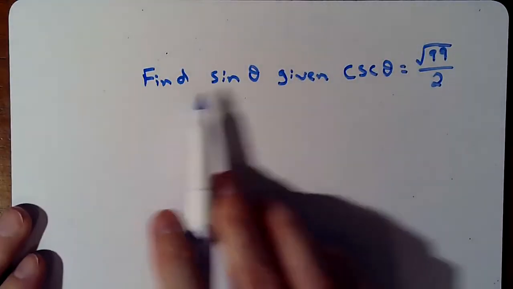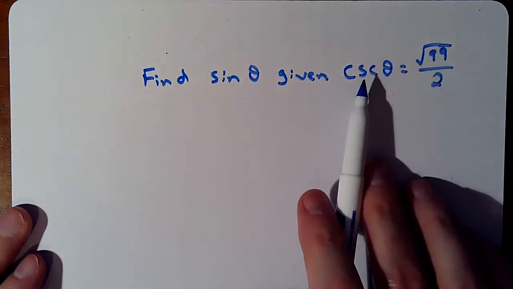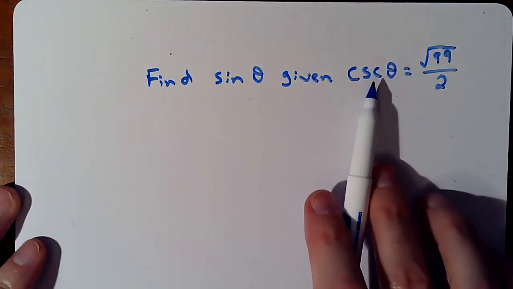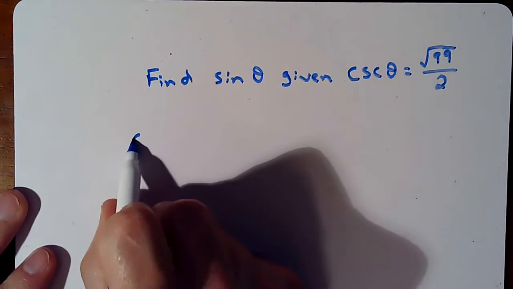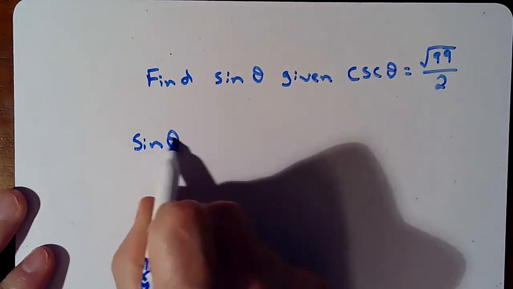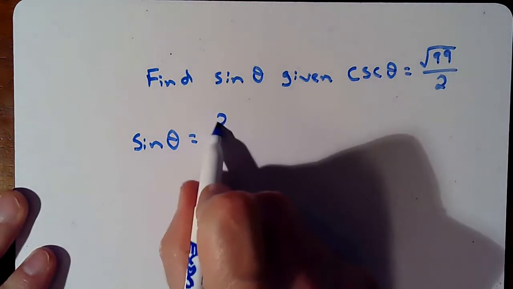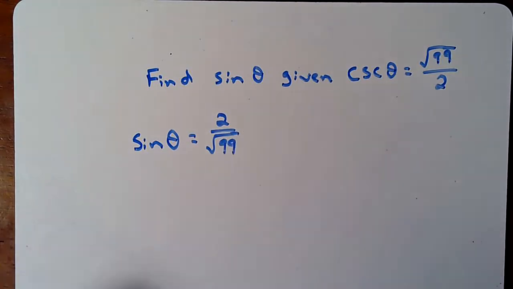So in this problem, we are trying to find sine of theta if we're given cosecant of theta. The big thing is we have to recognize that cosecant is the reciprocal of sine. So all we're going to do is flip it, so it's 2 over square root 99. Now most likely that is not the final answer.